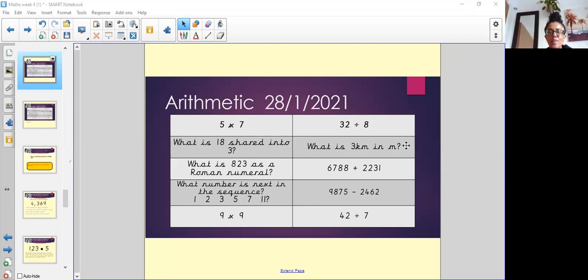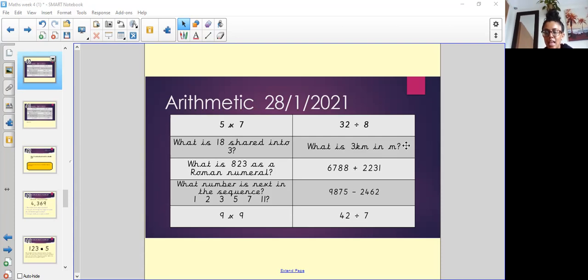I'm going to read the questions to you. So number 1, 5 times 7. Number 2, what is 18 shared into 3? Number 3, what is 823 as a Roman numeral? Number 4, what number is next in the sequence? Number 5, 9 times 9. Number 6, 32 divided by 8. Number 7, what is 3 kilometers in meters?